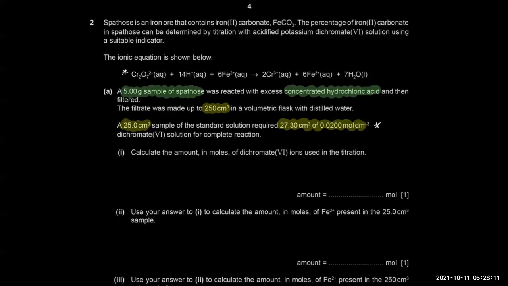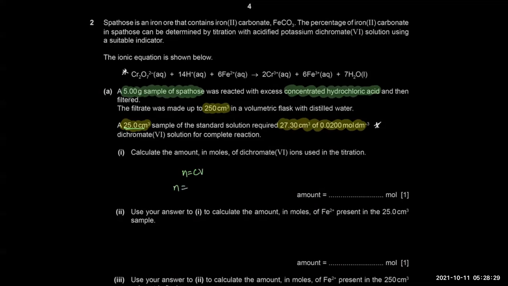Right? So now my first question is simple. The amount in moles of dichromate used in the titrations. So this is the amount of dichromate that we've used, right? So we can just say n is equal to CV. ये तो straightforward है. 25 cm cube के साथ कितने dichromate ने react किया?